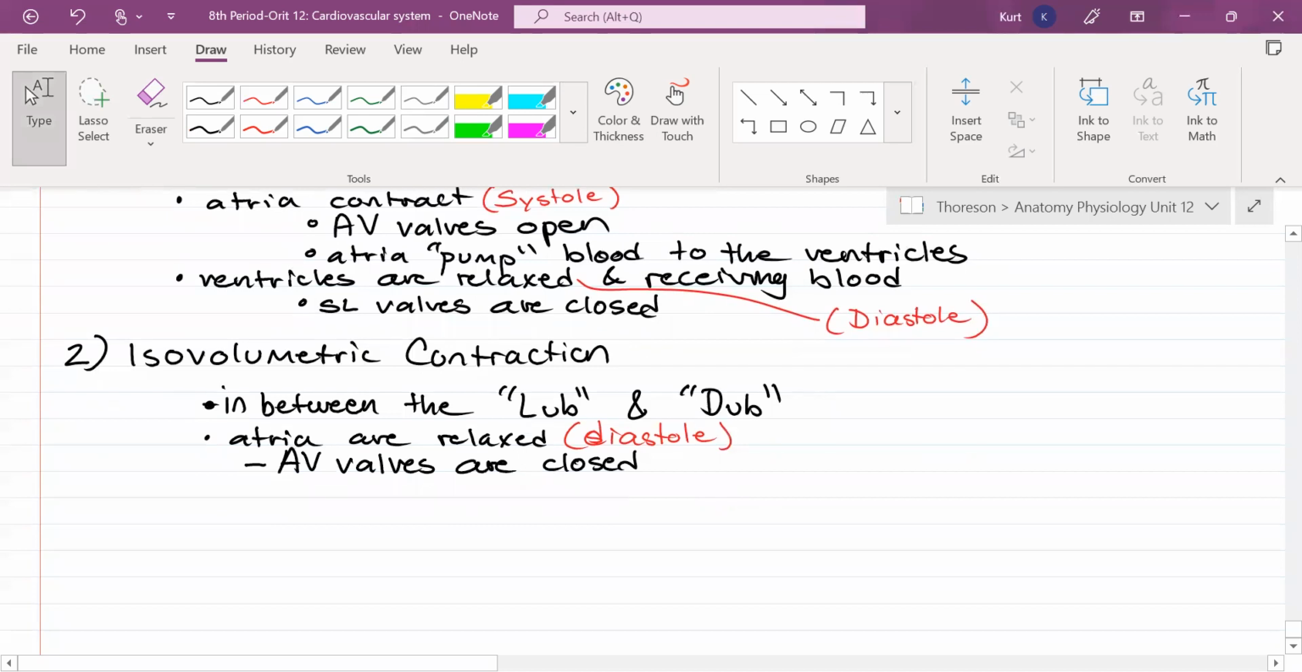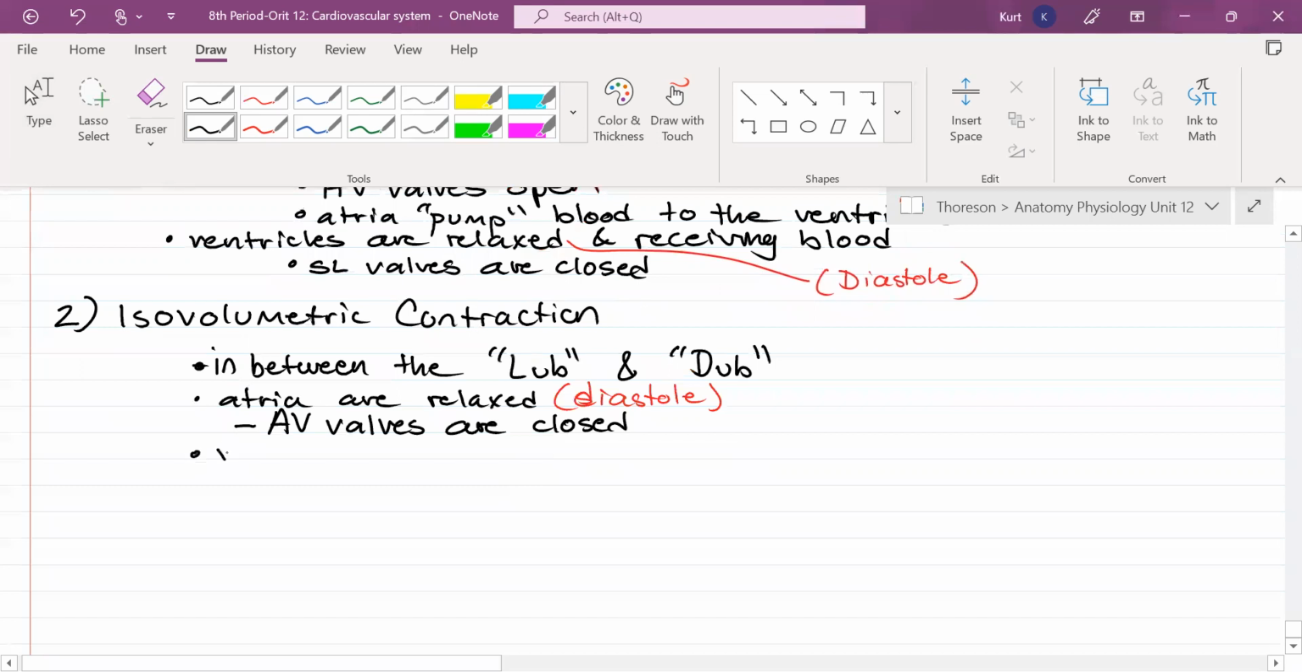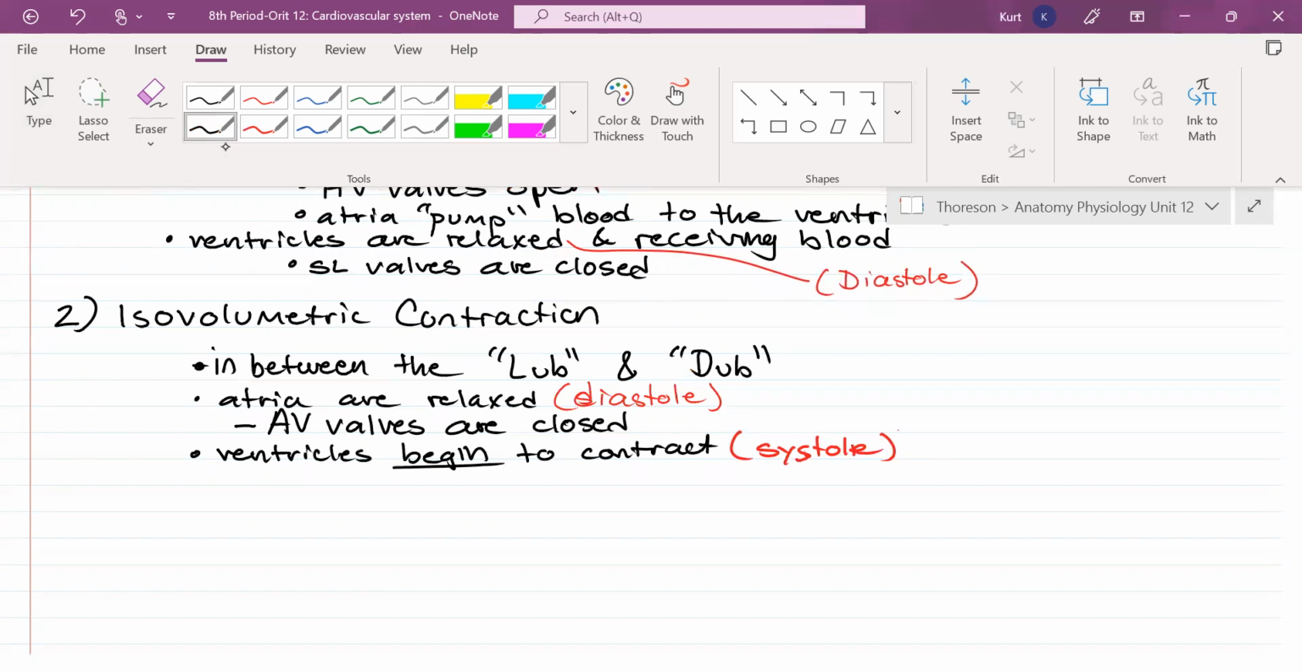So the atria are relaxed, the AV valves are closed. The ventricles begin to contract. And I want to key in on the words begin to. They're not fully contracted yet, but they begin to contract. How would you describe the state of the ventricles beginning? Systolic, or systole, same thing. And because the ventricles are beginning to contract, what valves are beginning to open? Semilunar valves are opening.